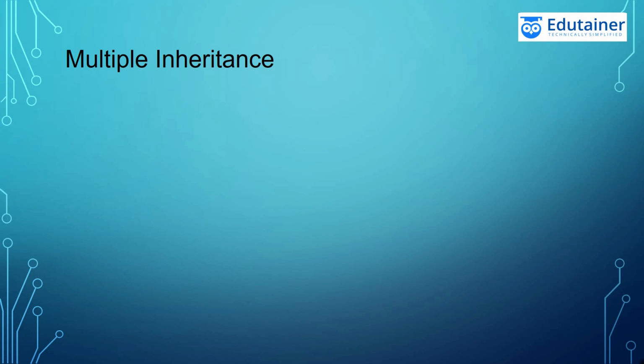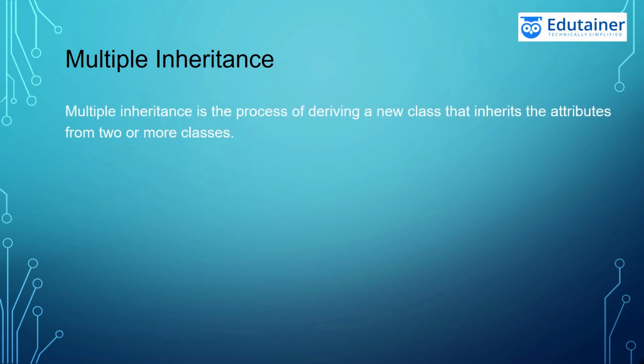Multiple inheritance is the process of deriving a new class that inherits the attributes from two or more classes, whereas in single inheritance we had only a single base class that was inherited by its derived class. But in multiple inheritance, we have multiple base classes from which we derive a new class.